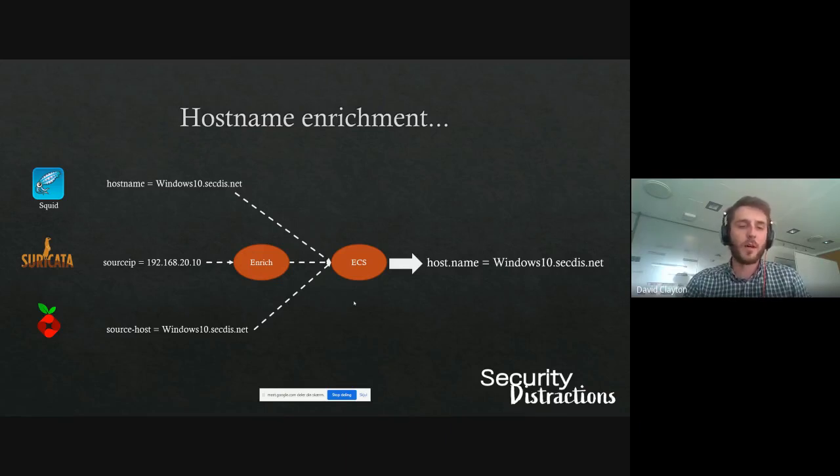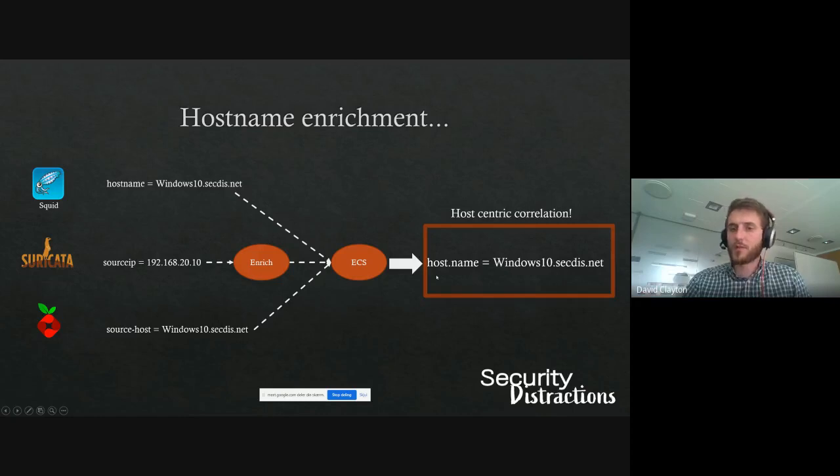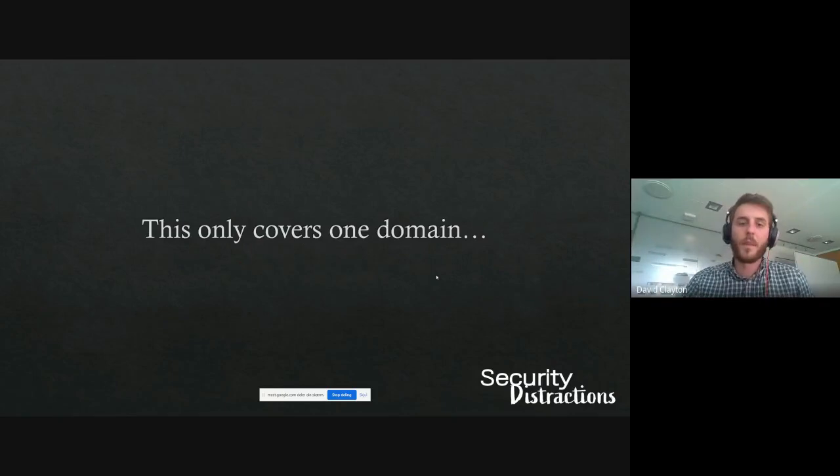But it's one useful way of doing enrichment that can enable you to get into ECS and then map things up against host.name. This is where I say host-centric correlation, because now all of the log sources are correlating, and they're correlating around the host name. Now I've still got, what, 12 minutes, that's perfect. Now 11, damn. So that only covered one domain, right?